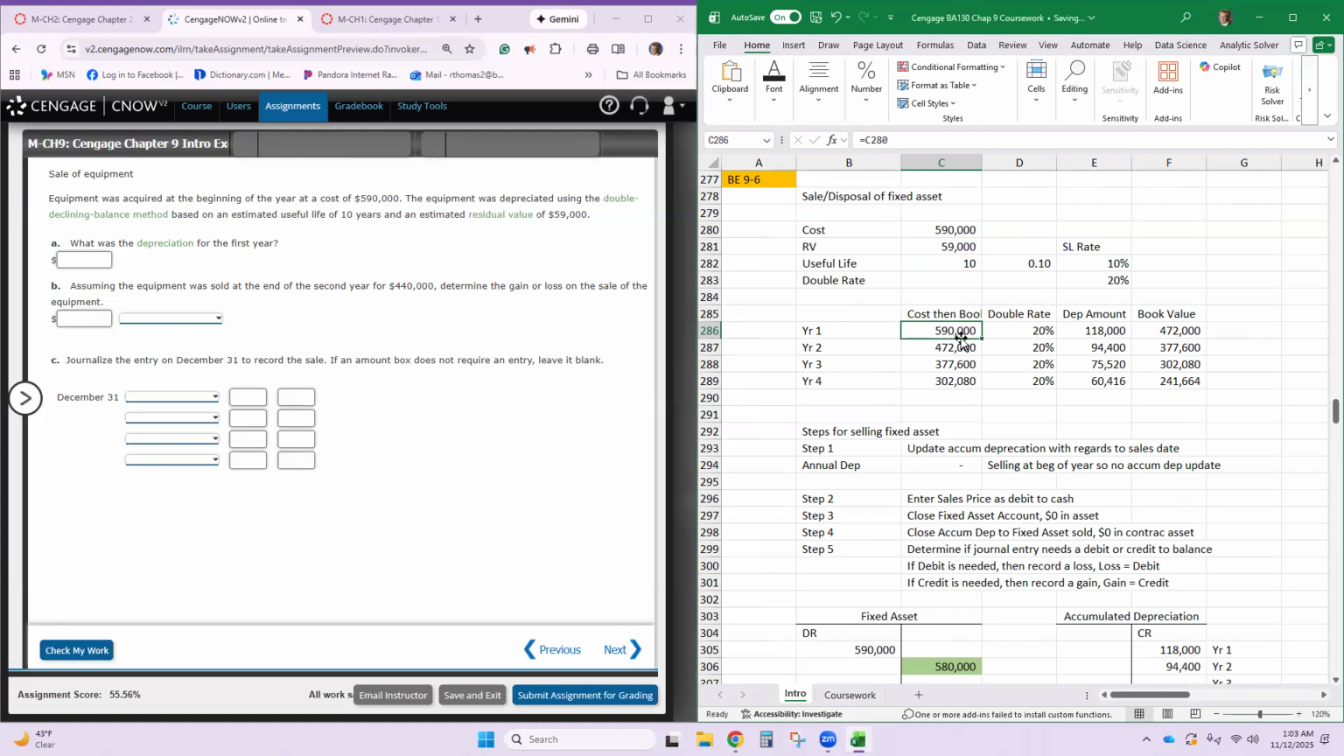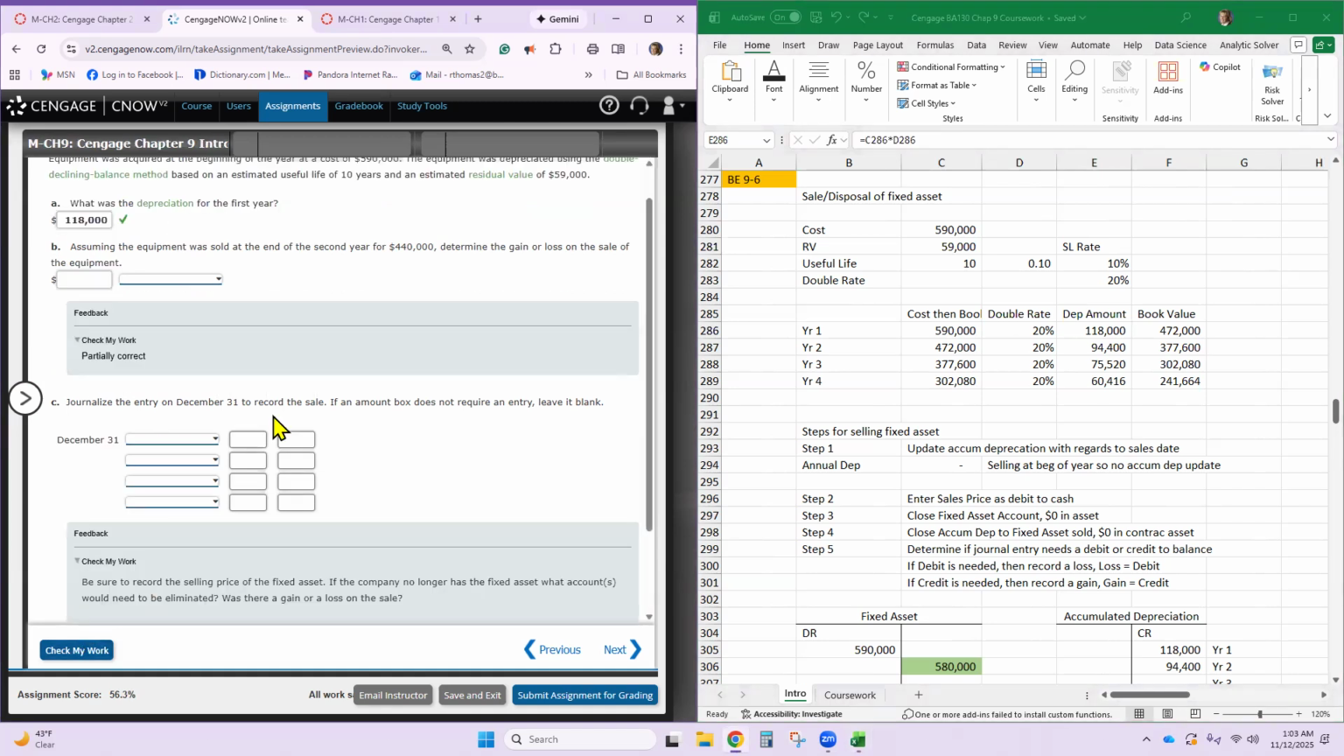So the cost is 590, and then the double rate, the double of the straight line. So what's the depreciation for the first year? It's $118,000. Okay, $118,000 is it.